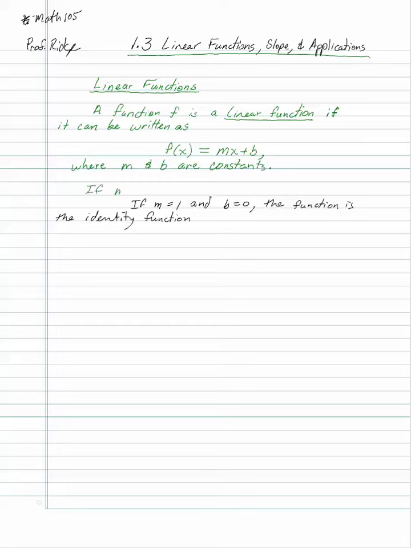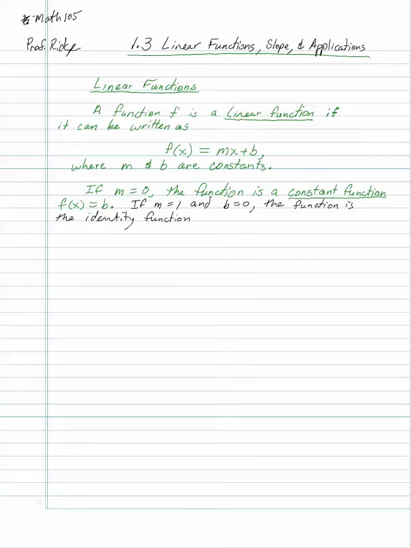If m equals 0, the function is a constant function. f of x equals b. So again, y equals b is a horizontal line. That's a constant function. The function's not going up or down, it's staying constant.